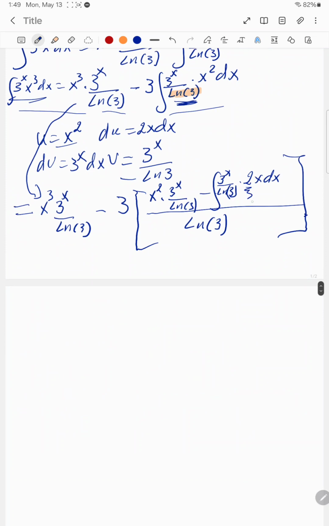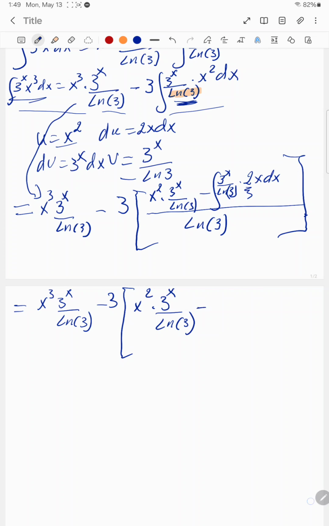So again, this 2 is a constant. I will take it outside my integral. So this will be equal to x to the power of 3, 3 to the power of x divided by ln of 3 minus 3, and I open my big bracket. So it is x squared times 3 to the power of x divided by ln of 3 minus the 2 that I took outside my integral, 3x times x dx divided by ln of 3, and we don't have to forget this ln of 3 here, divided by ln of 3.